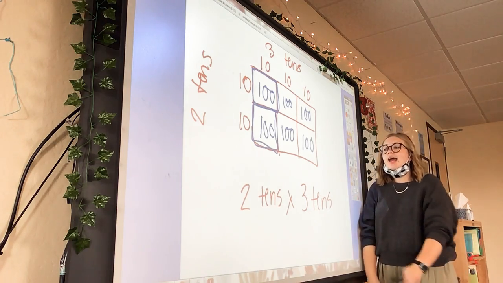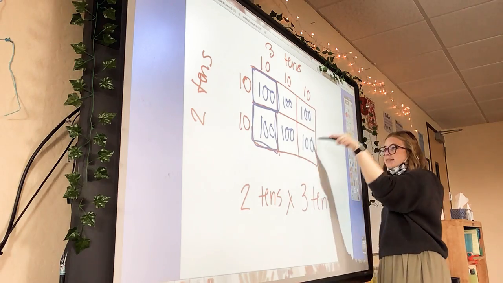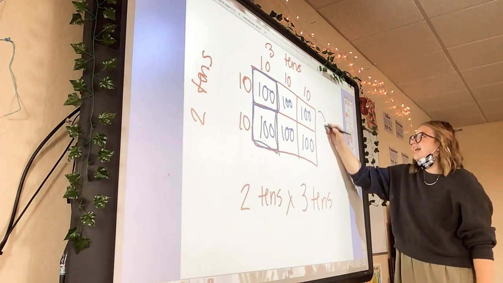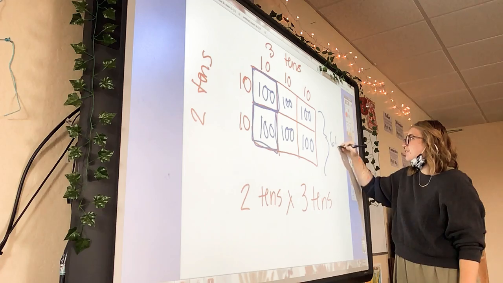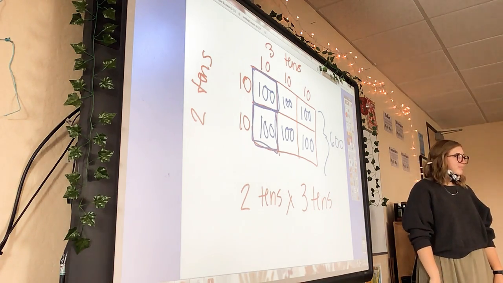So check it out. I have 100s, 200s, 300s, 400s, 500s, 600s. So the answer to that is 600. That makes more sense now.